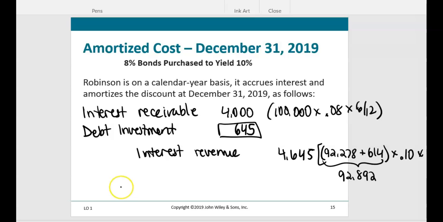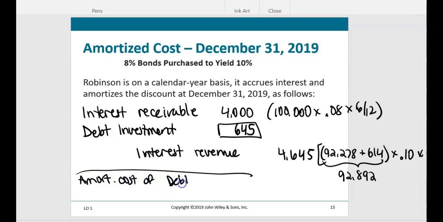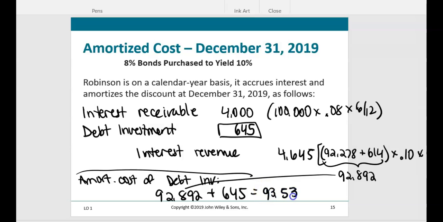So what is the amortized cost after this entry is recorded? What is the balance sheet going to report? We take the 92,892 that we see here, and we add the additional 645 that has just been recorded. And we get amortized cost on the December 31st balance sheet, 93,537.